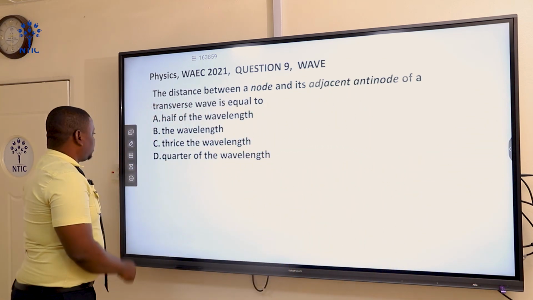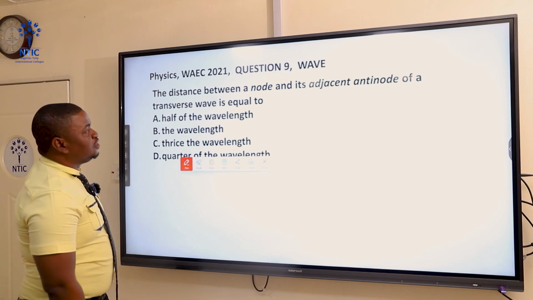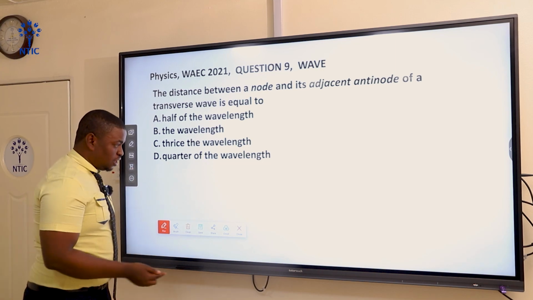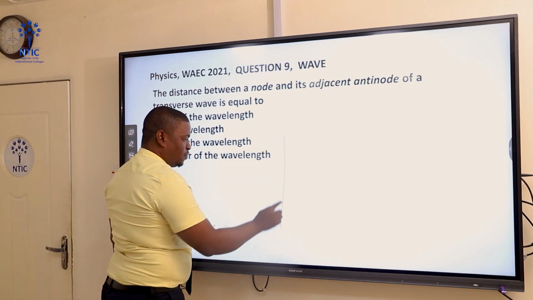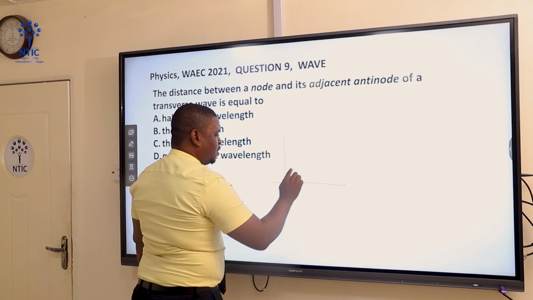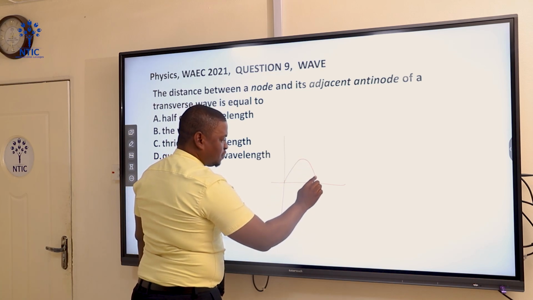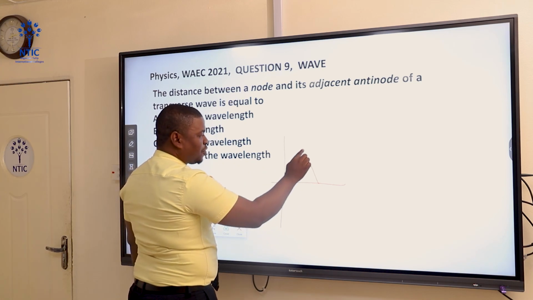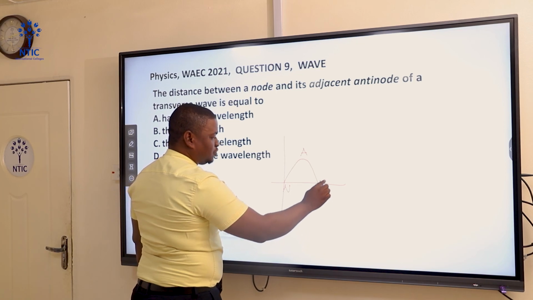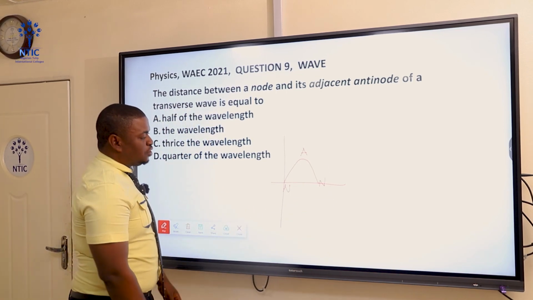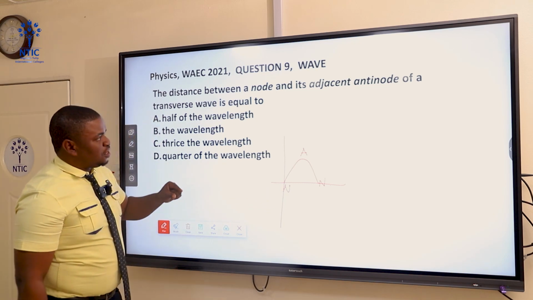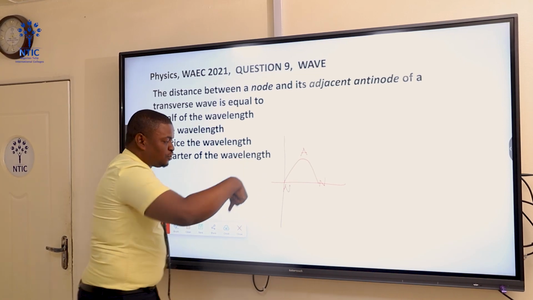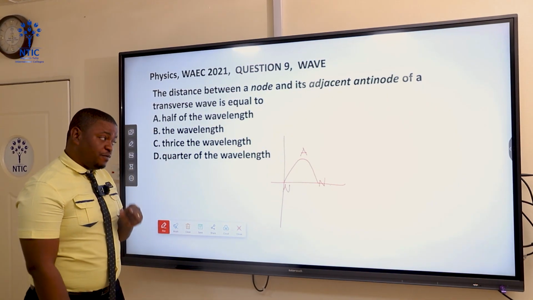Now, the distance between a node and its adjacent antinode of a transverse wave is equal to that. Now, we have a wave. We have what we call a node. We have what we call an antinode. We have what we call a node. Now, what is a node? A node is a point in a stationary wave or a transverse wave where the molecules of the wave have what we call minimum vibration.